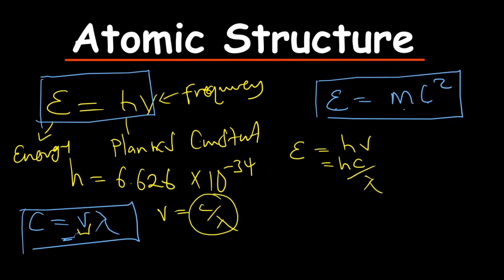Sometimes you can use this formula to find the energy. You might not be given the frequency, you can just be given the wavelength. We know that Planck's constant is a constant, and even the speed of light is a constant. So just given the wavelength of something, we can calculate the energy, because we know the values of both constants.